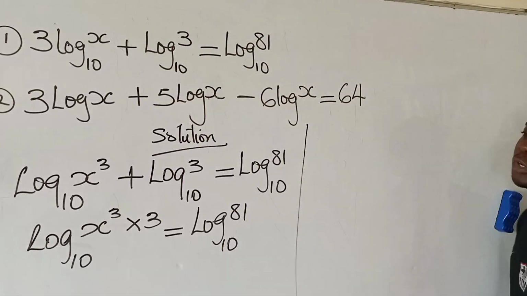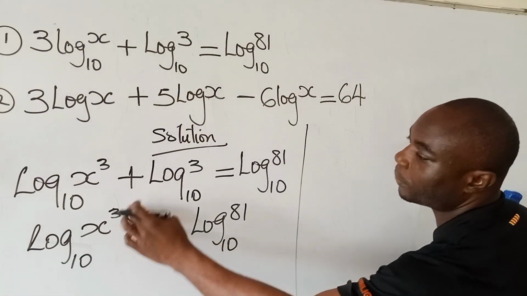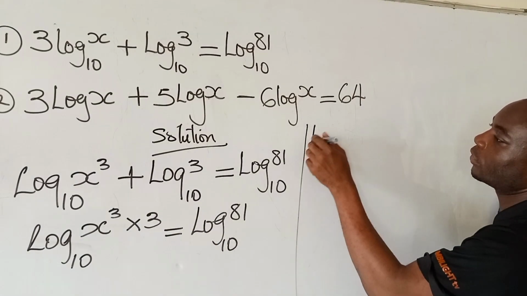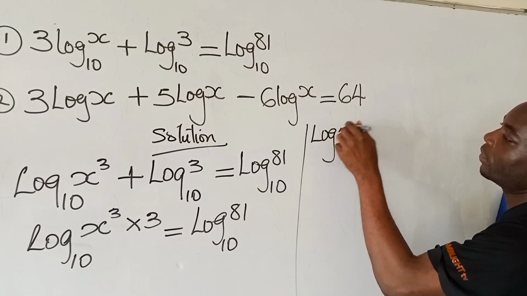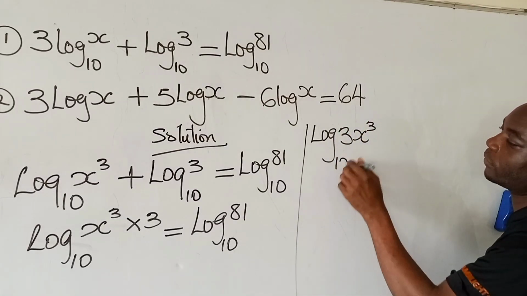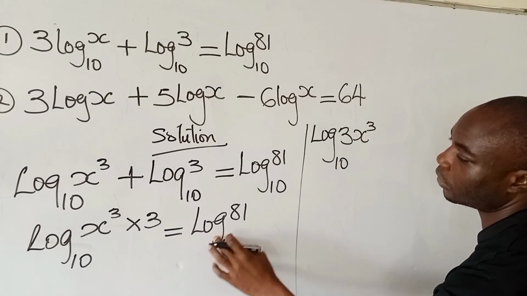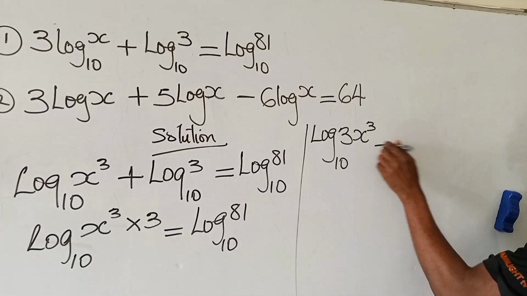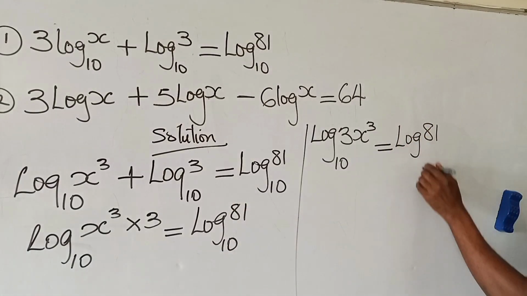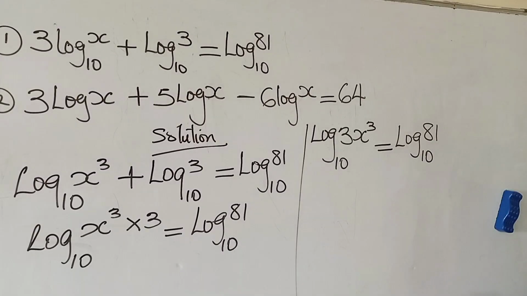So the next thing we are going to do, x raised to the power 3 times 3 will give us 3x raised to the power 3. So we'll bring down our log 3x raised to the power 3 to the base of 10, and that's equal to log 81 to the base of 10.